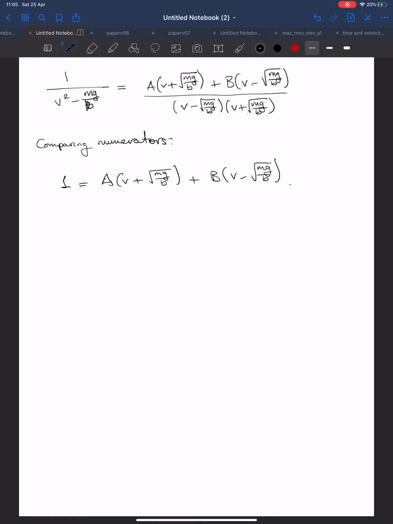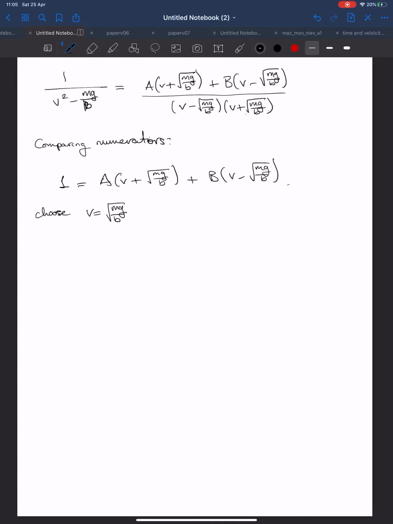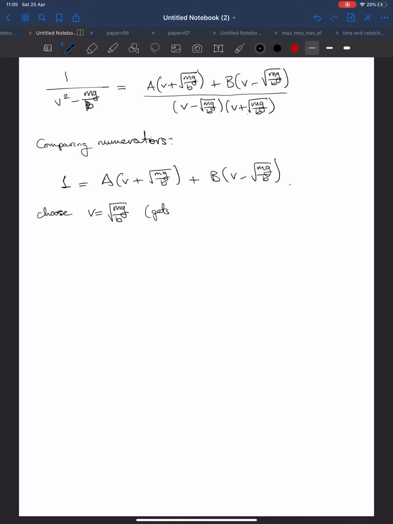But instead, let's choose a value. Choose v to equal the square root of mg over b. This gets rid of the B term, and what we end up with is the equation 2 square root of mg over b, A, equals 1. So A, quite nice, is 1/2 square root of b over mg.